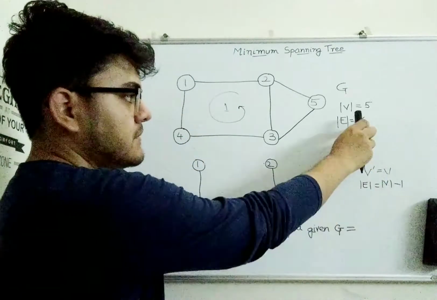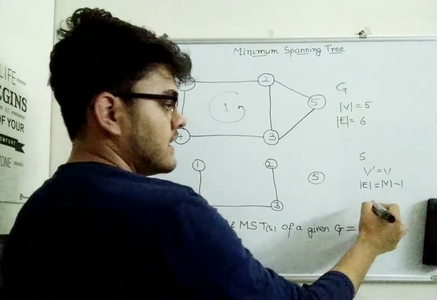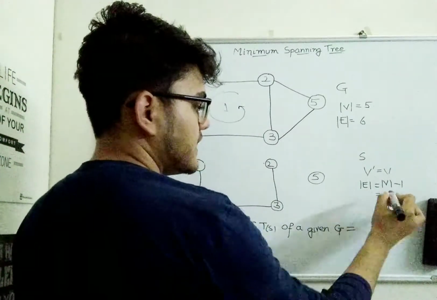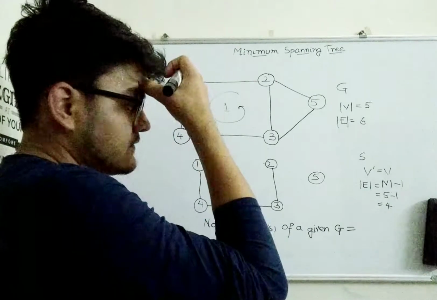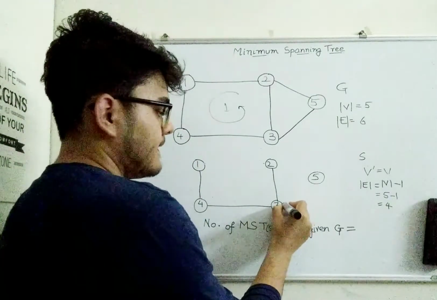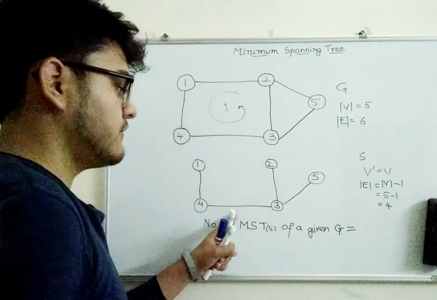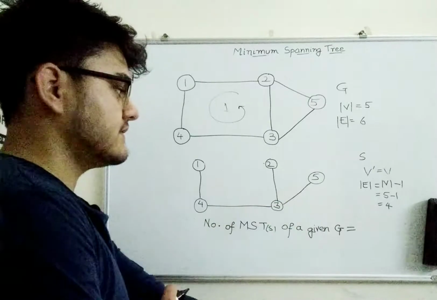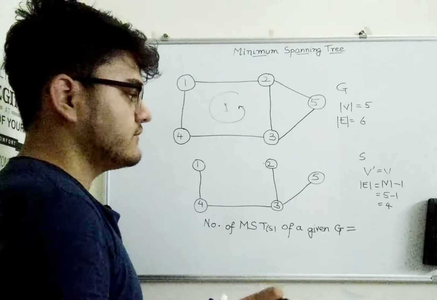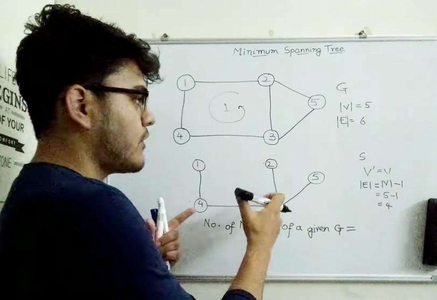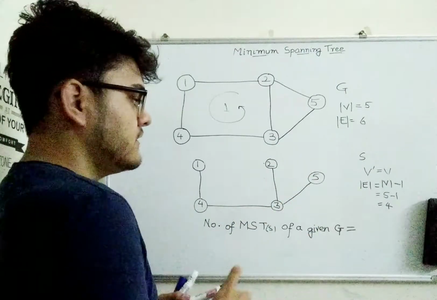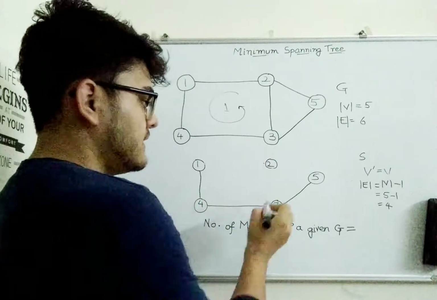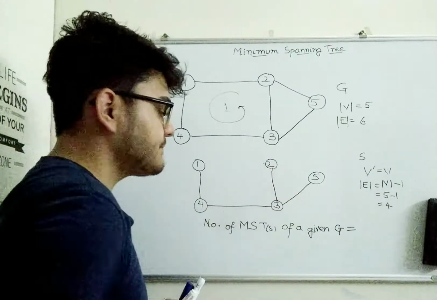Now in this case, the number of vertices has changed to 5. So 5 minus 1 gives me 4. So the number of edges in this graph will be 4. You can see that 1, 2, 3, 4 are 4 edges in this graph. And one thing that you should always remember is that the graph obtained should be a connected graph. You cannot remove this edge like this because this will make this graph disconnected. So it will have to be a connected graph.